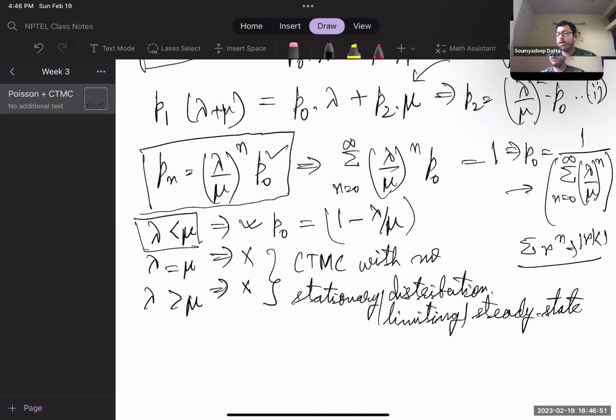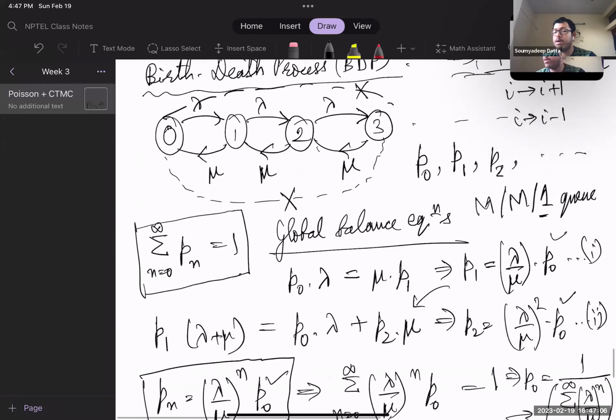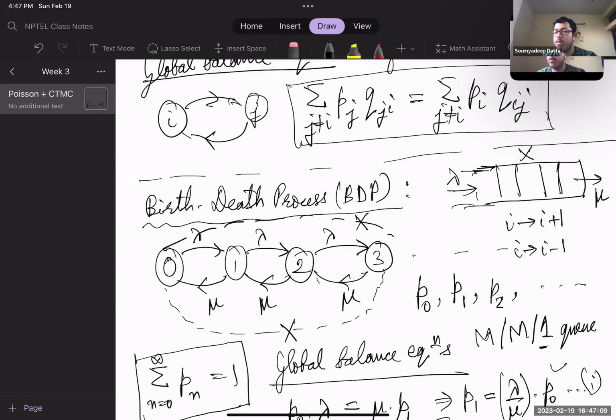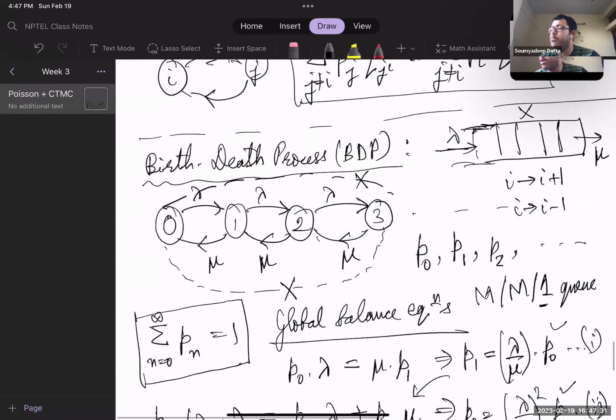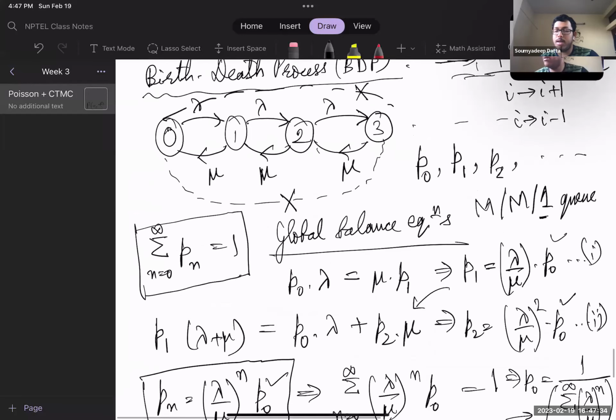If we have arrivals and service at par, or arrivals more than service, we will not have a stationary distribution. This is an example of a continuous time Markov chain without any stationary distribution. We will have more arrivals than we can serve, so on average the queue length will keep increasing and never converge to a steady state. It will spiral out of control. It will be infinity. So that is the idea.